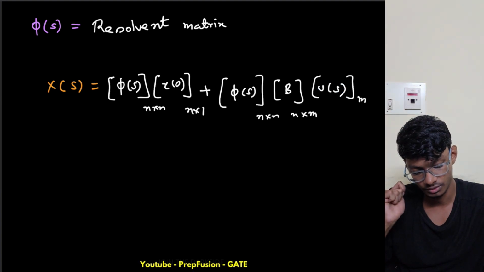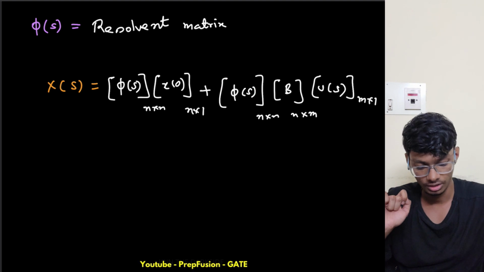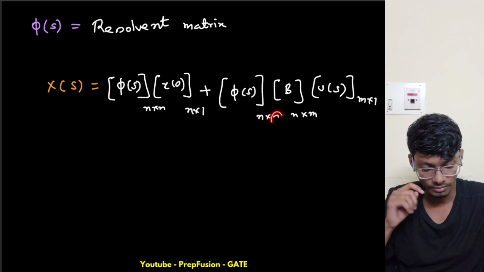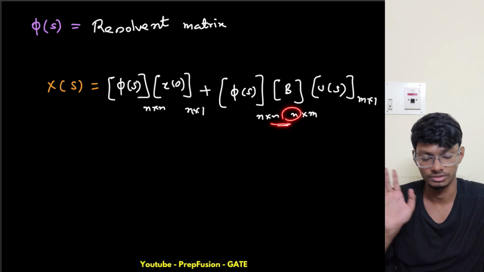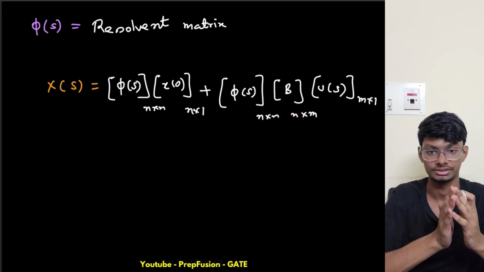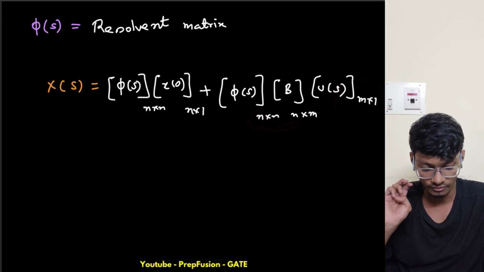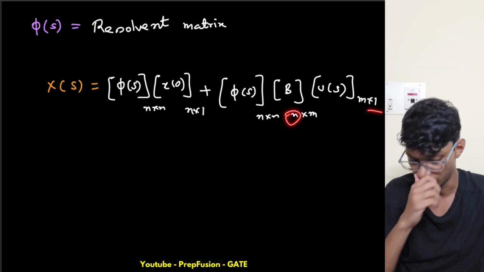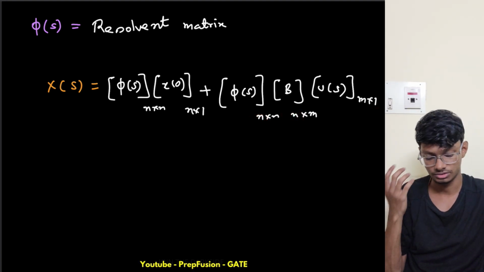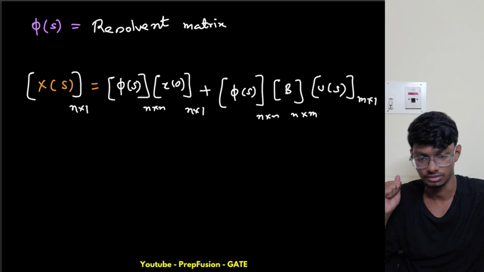Even if you forget, you have to remember that this one will always be n cross n. Now you go here. The number of columns of the previous matrix and the number of rows of the next should be the same for us to do proper matrix multiplication. So they cancel out and we are left with n cross m. For this case also, the columns and rows should match, so this becomes n cross 1, and finally it becomes n cross 1 only. So what is the order of the state space variable? It is n cross 1 only. So our equation matches.